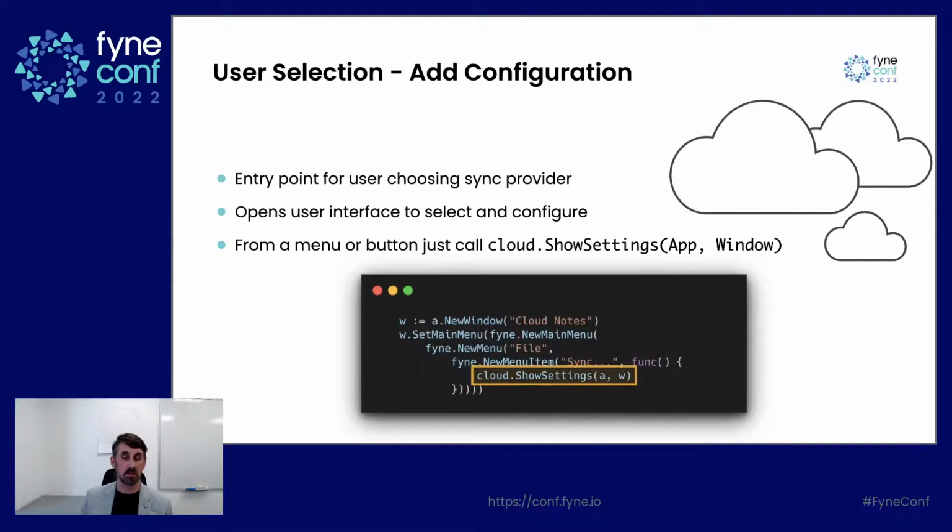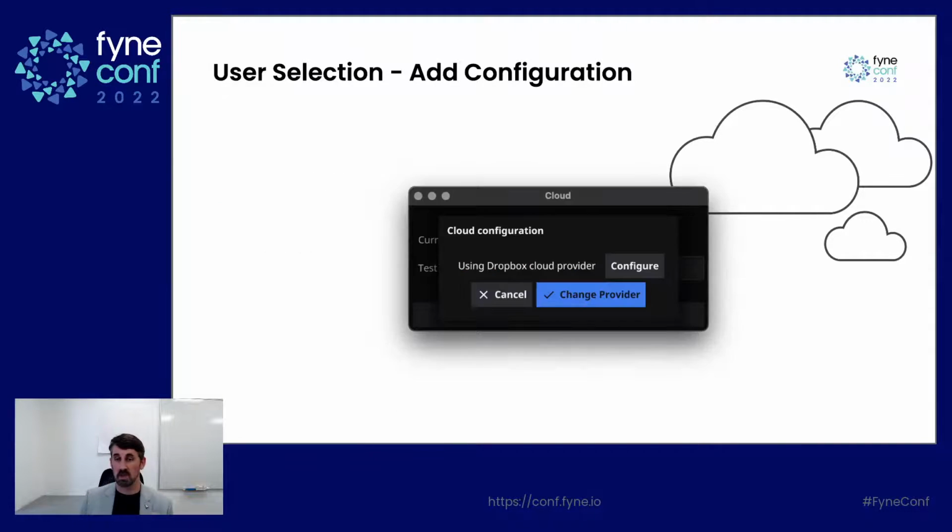So in this example here, we have created a new main menu, the file menu, and added a sync item. And in there, we are saying show the cloud settings when somebody taps on that button. Again, not hugely complicated. And this is going to bring up the configuration screen using the current theme of the application, which allows the user to pick and configure their cloud provider.